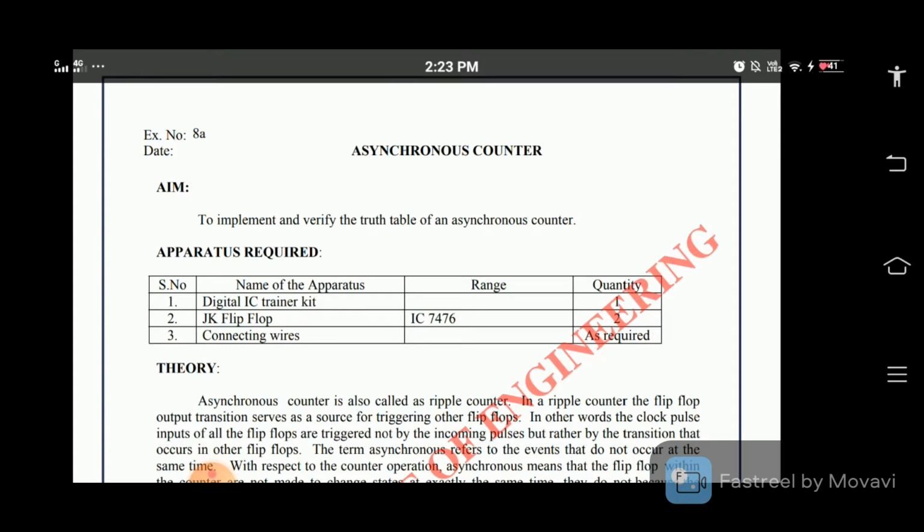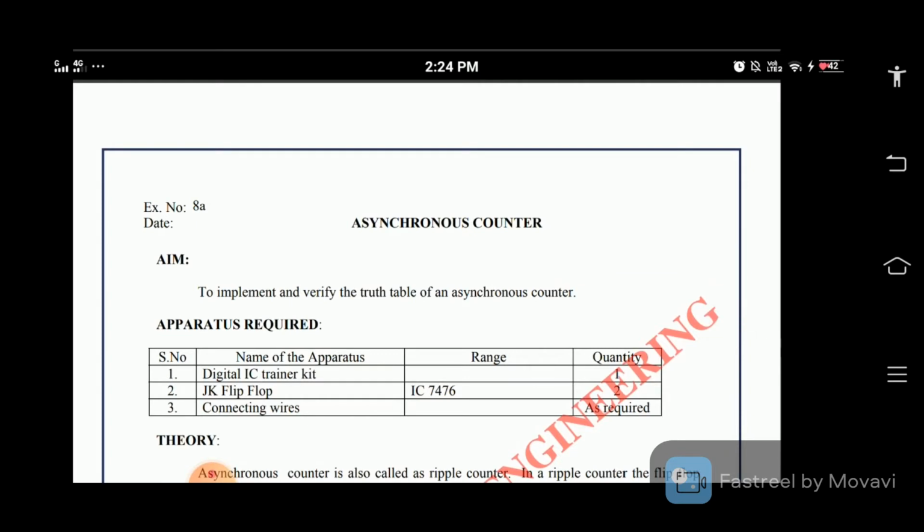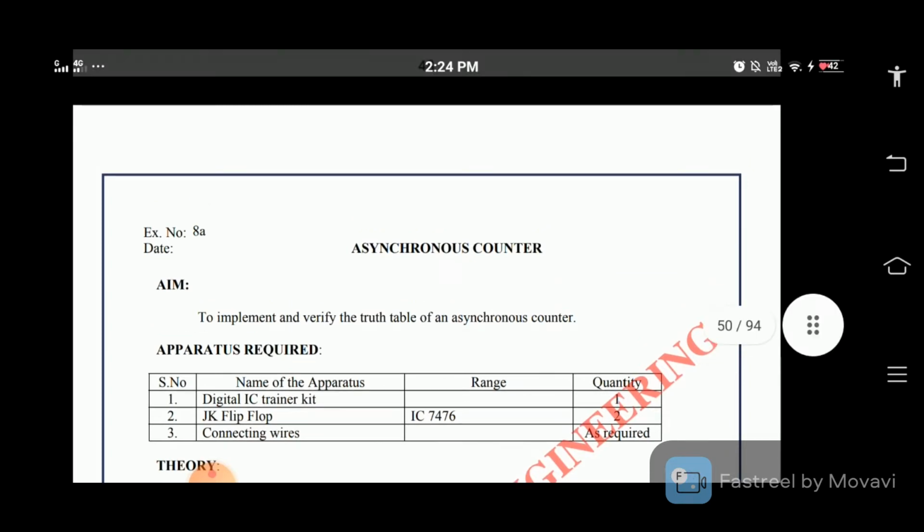Today I'm going to talk about asynchronous counters, and the ultimate aim of this experiment is to implement and verify the truth table of the counter. The apparatus required for this experiment are a digital IC trainer kit, a flip flop, and connecting wires. That is the JK flip flop, which is available as an integrated circuit 7476, and we can connect all the components through the connecting wires.